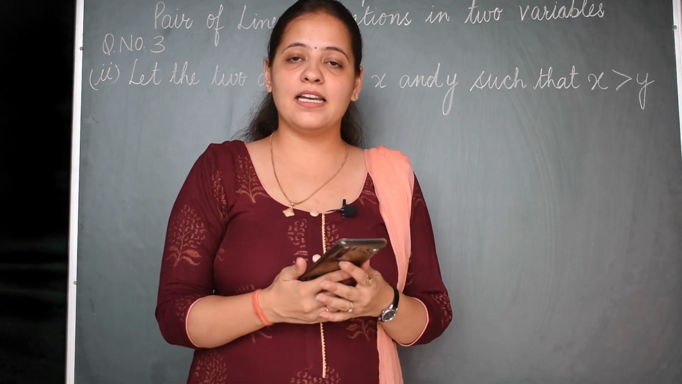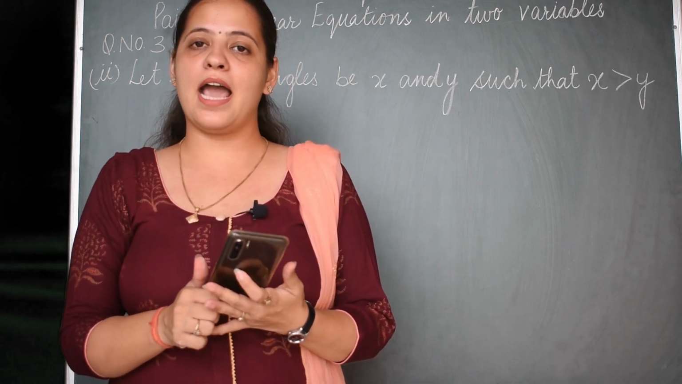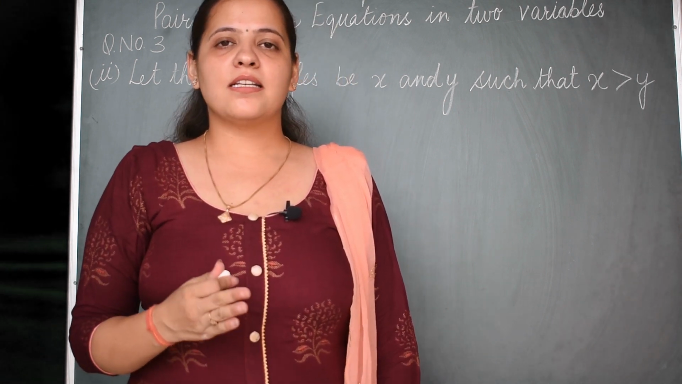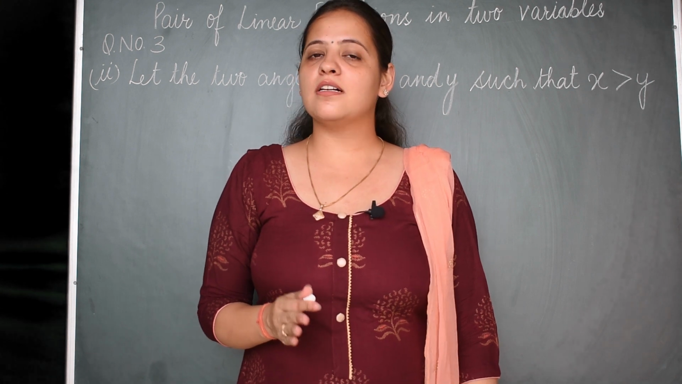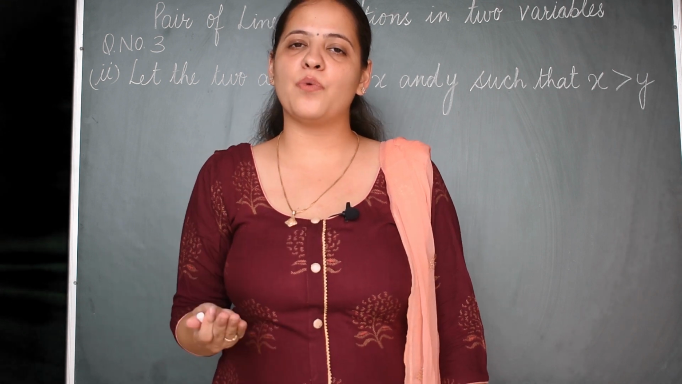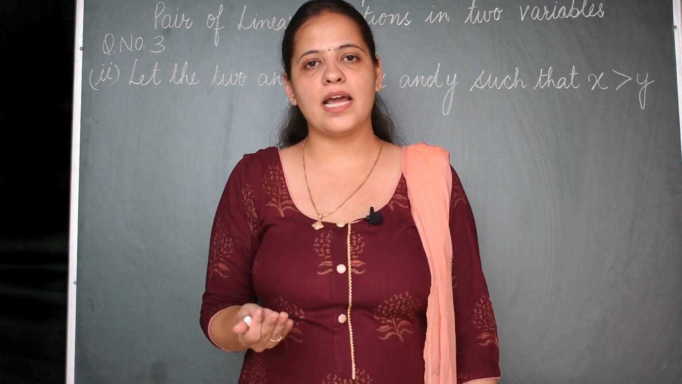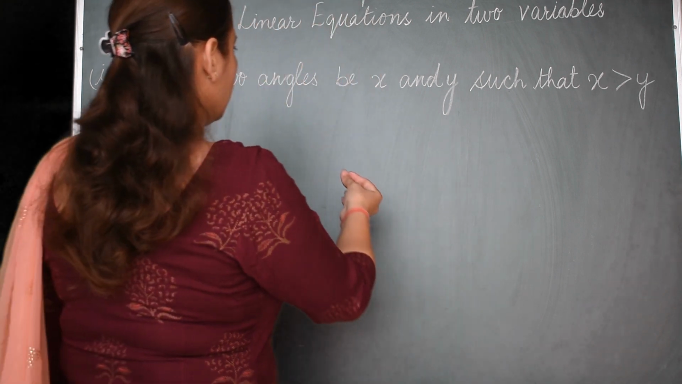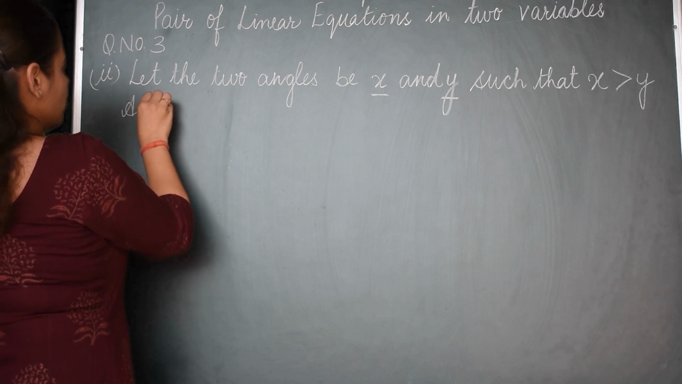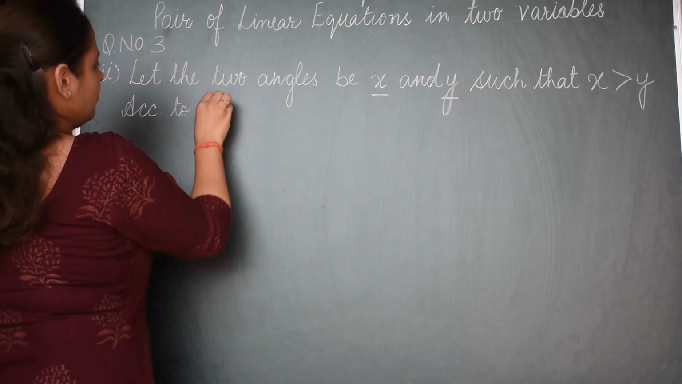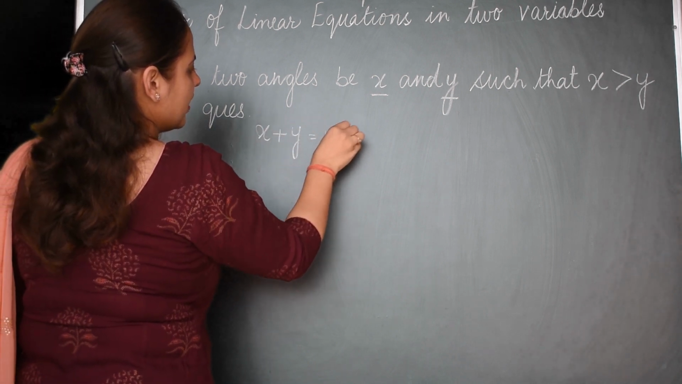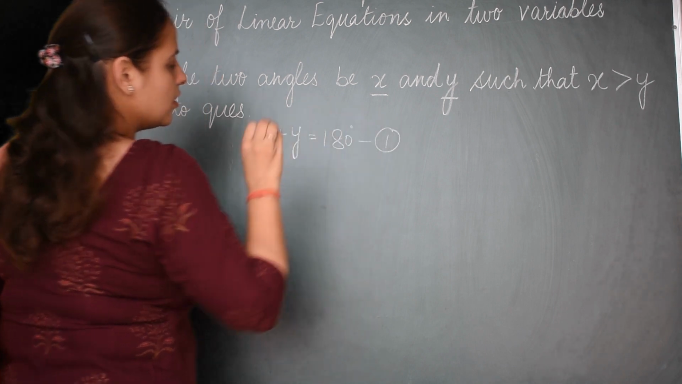Now it is said that the larger of two supplementary angles. So what are supplementary angles first? Two angles are said to be supplementary if their sum is 180 degree. When the two angles are there and their sum is 180 degrees, those two angles are known as supplementary angles. So here we have considered the angles as x and y. So according to the question, x plus y is equal to 180 degree. This is your equation first.